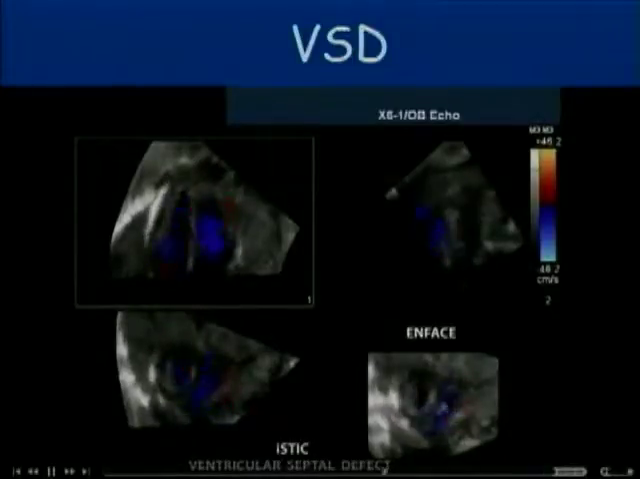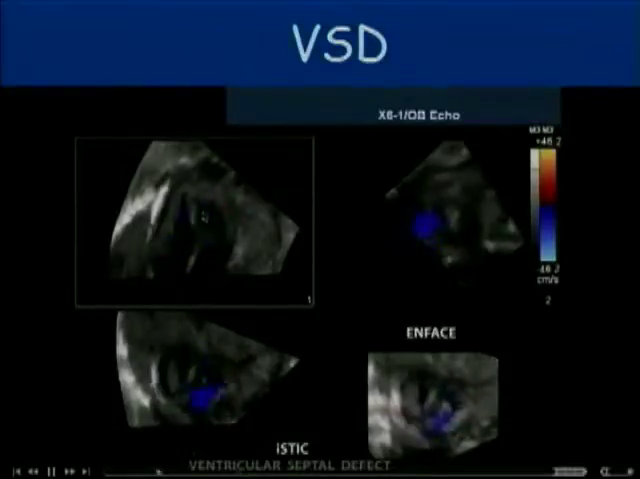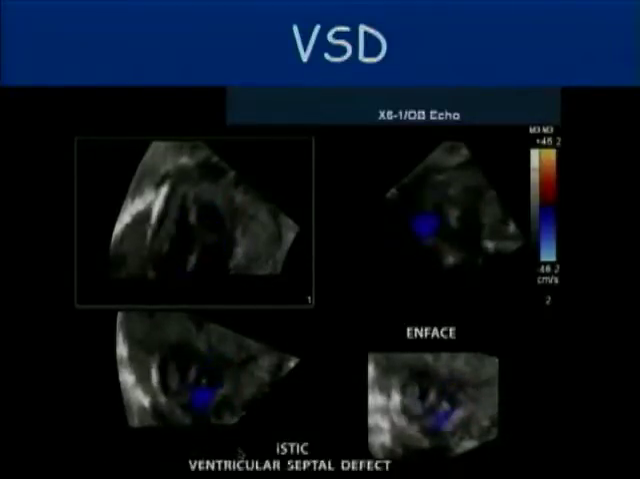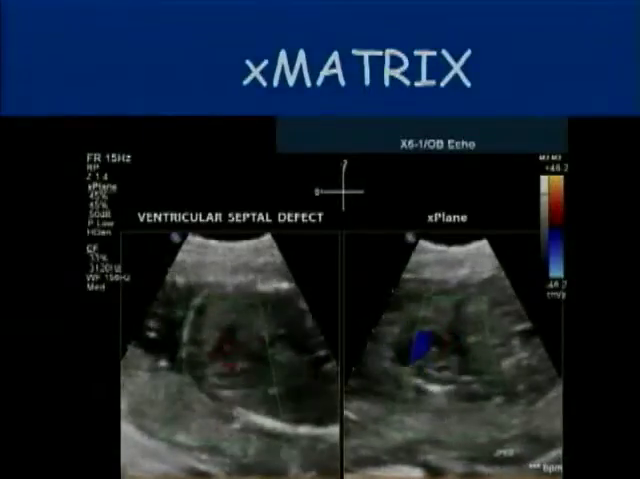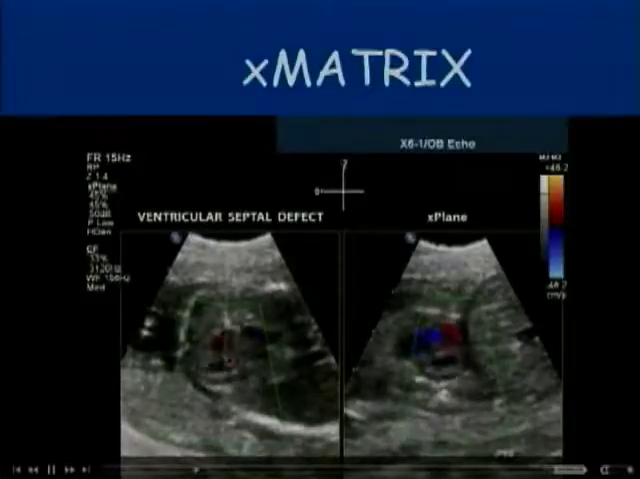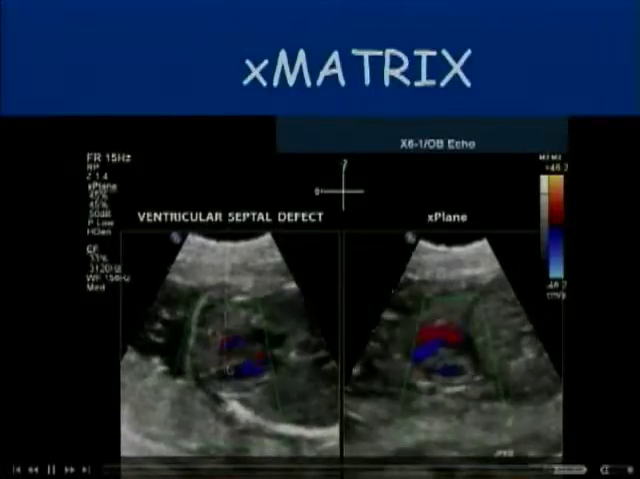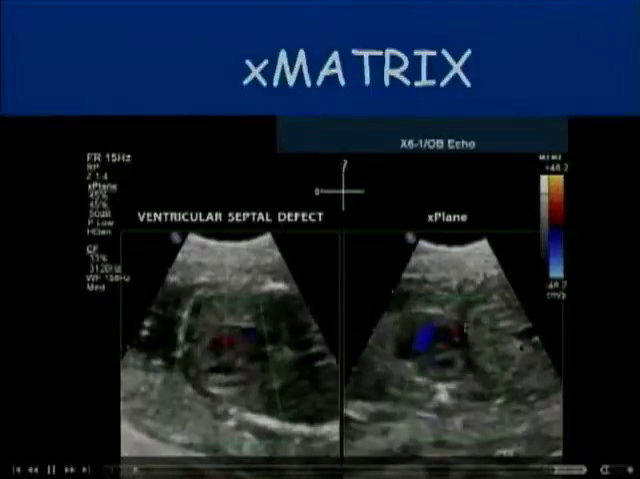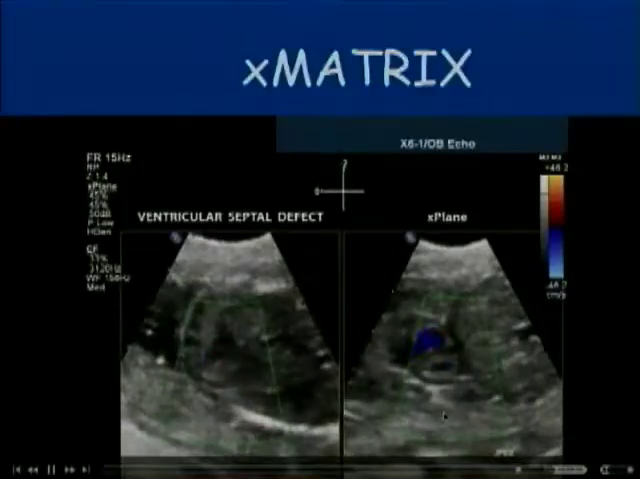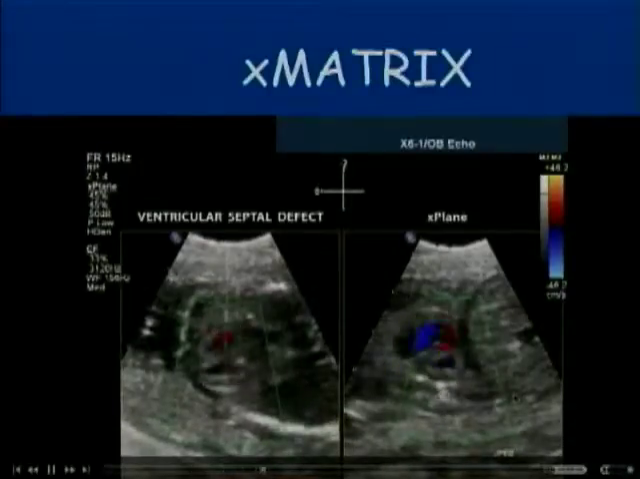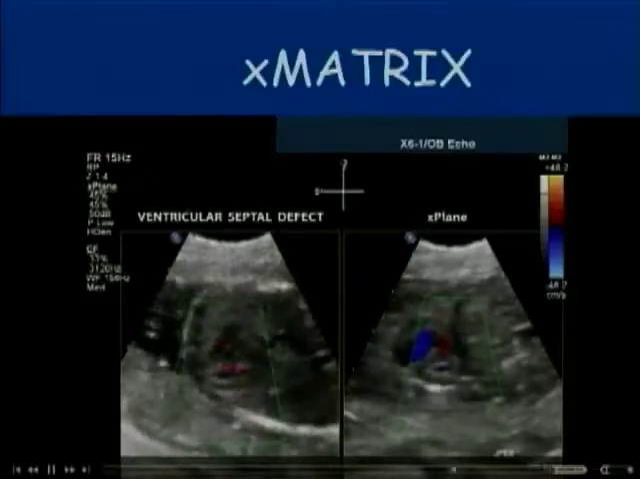Now this is a patient with a muscular VSD right here, and we can see that both in the 4-chamber view here, and we can also see it on FOSS right here, and on this view. This is using the new matrix array transducer, and we can see the VSD right there, and then we can see it in another plane over here as well. Here it is right here. There it goes.